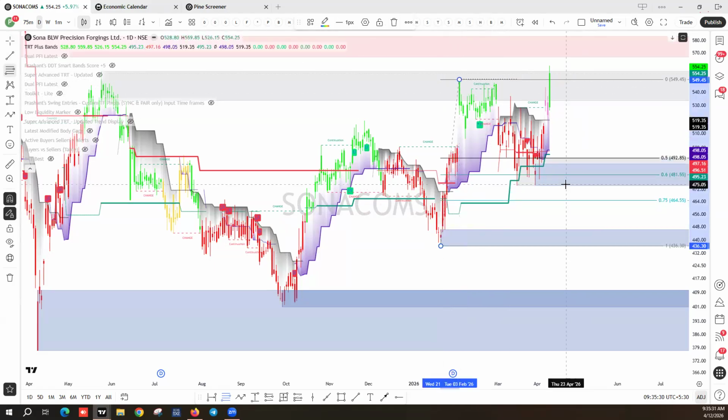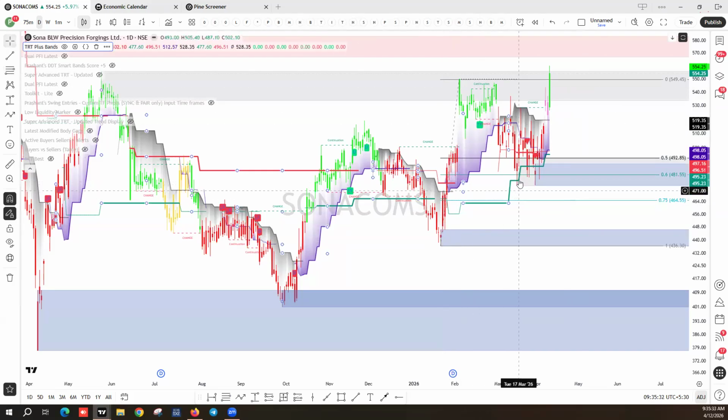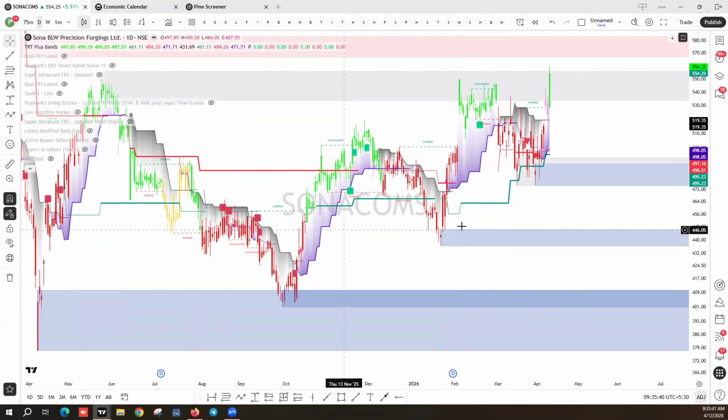So what happened here is from this to this, it gave a retracement of 60%. It is based on red color. It's okay to ignore these kind of things.